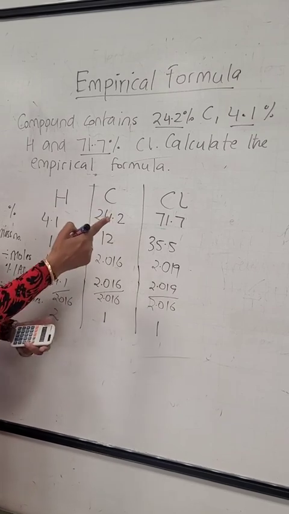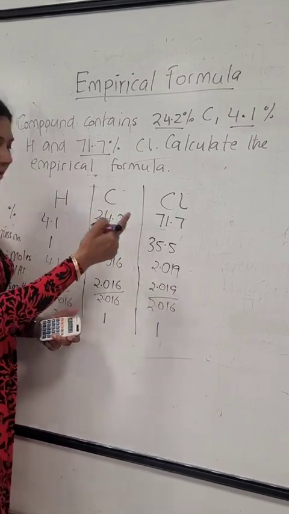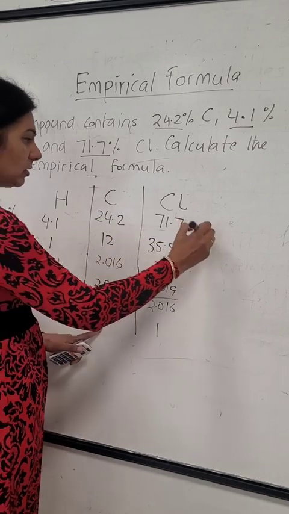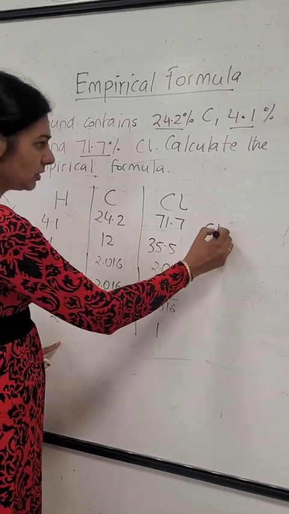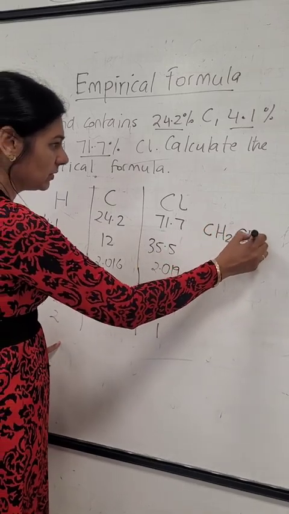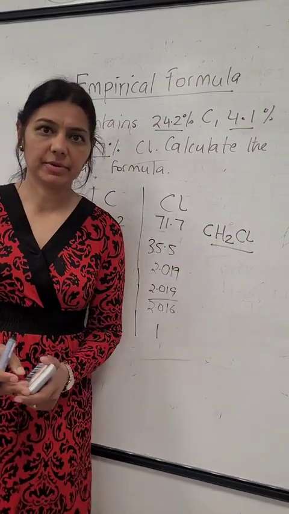When we write this down, we put carbon first, then hydrogen, and then chlorine. If I look at the formula now, I've got 1 carbon, 2 hydrogens and 1 chlorine. That's how you calculate the empirical formula.